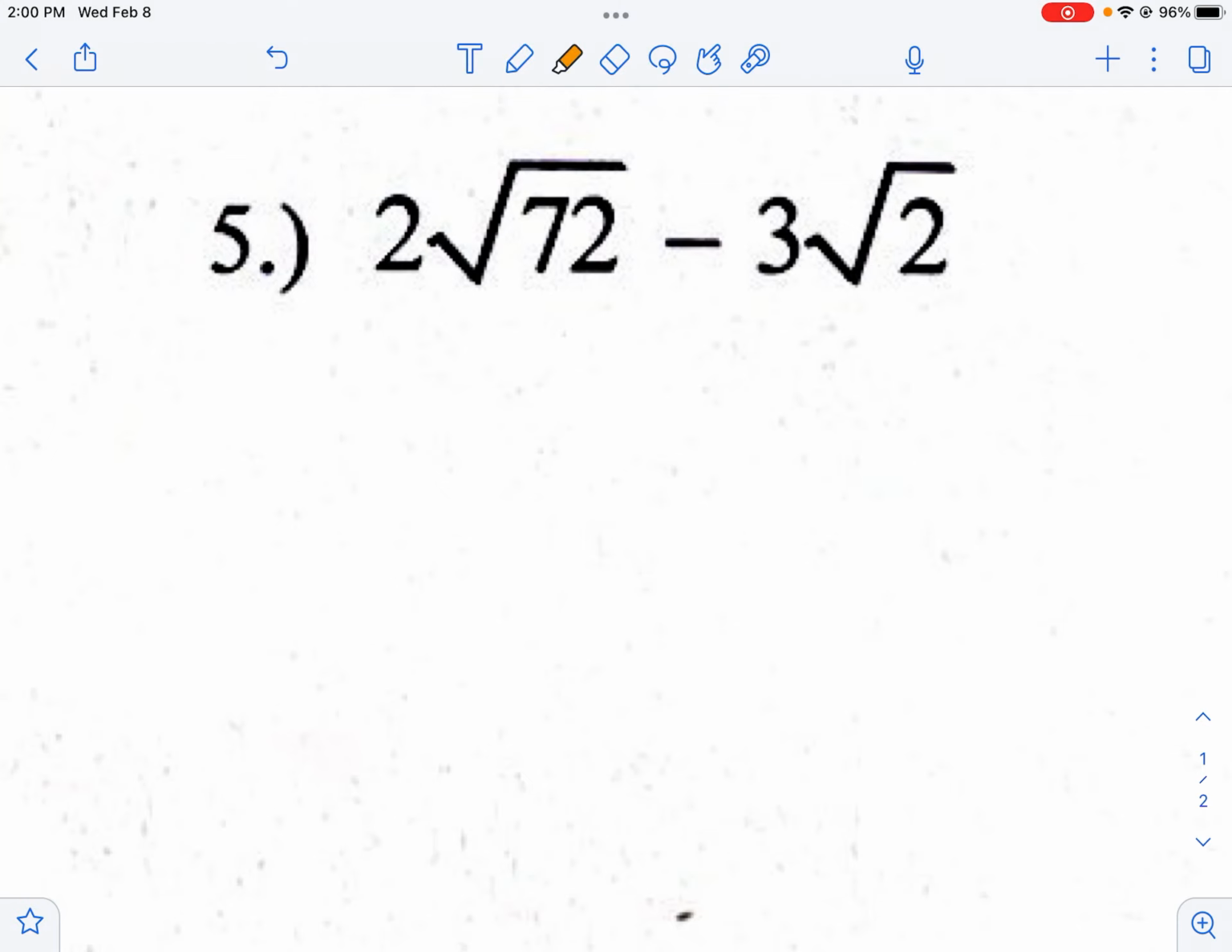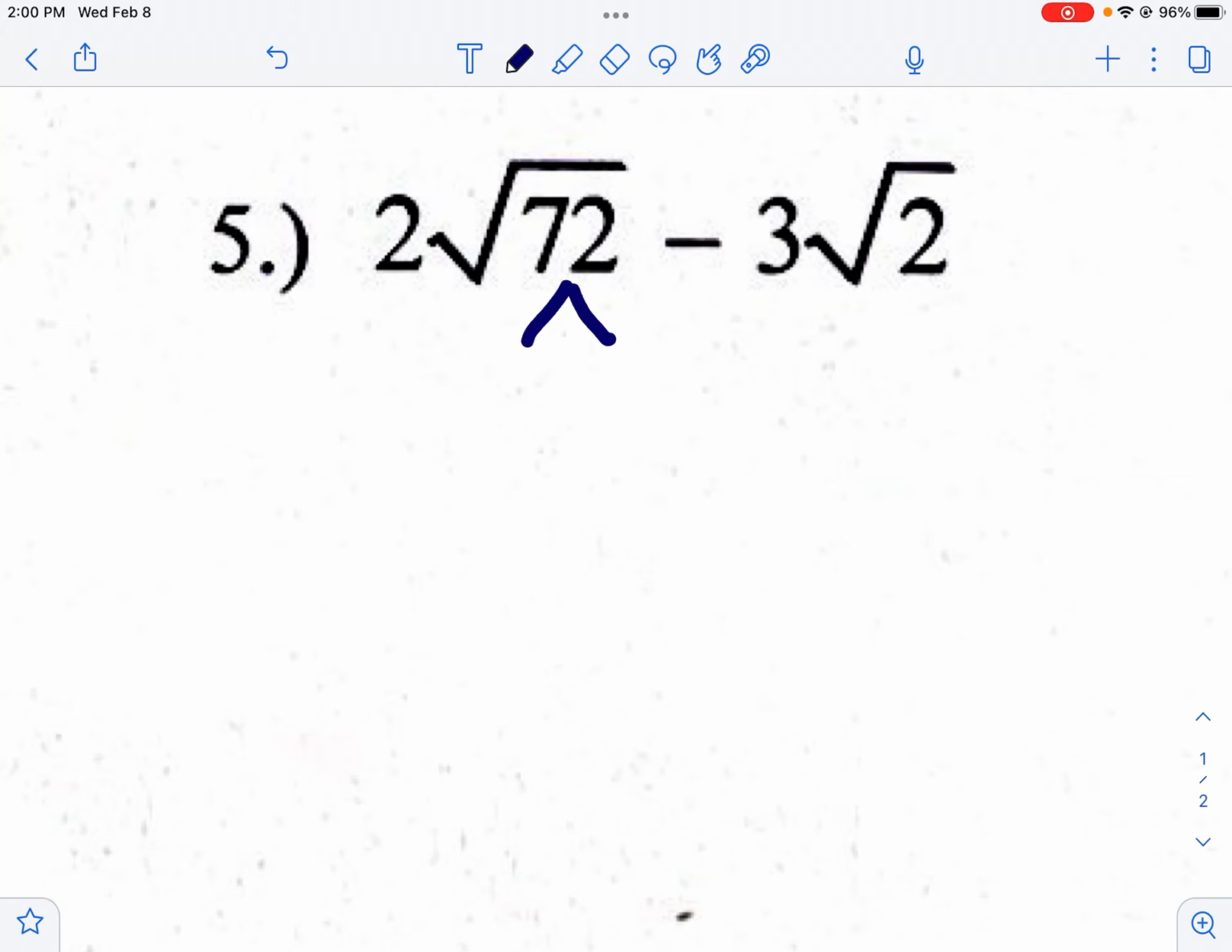In other words, these things right here have to be the same in order to add them. So when they're not the same, what you try to do is simplify the radicals, and then hopefully in the process of simplifying them, they do become the same radical. So what we're going to do here is I'm going to simplify these radicals.